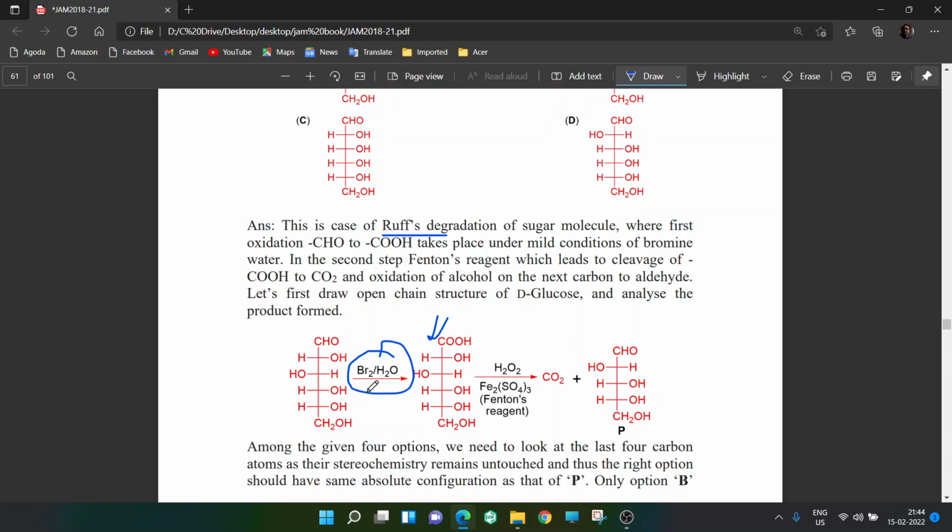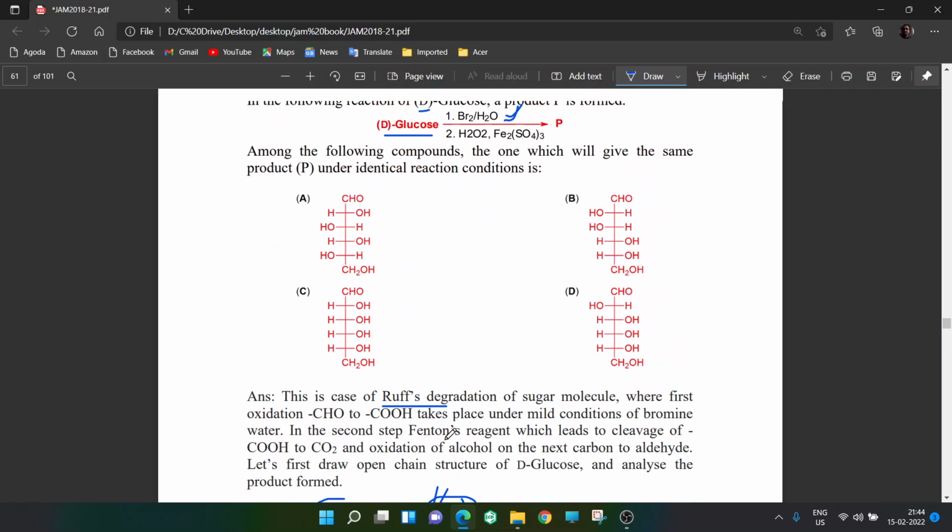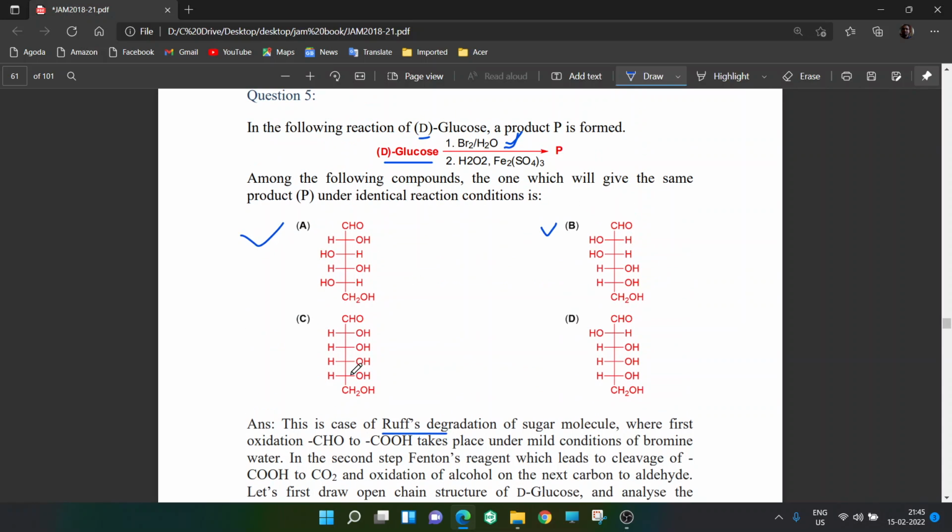Okay. And then what happens when you add Fenton's reagent? This COOH is lost as CO2, and this CHOH, this alcoholic part, gets oxidized to an aldehyde. So basically what has happened is the stereochemistry at carbon number 2 is lost and carbon number 1 is completely lost, and the rest, 1, 2, 3, the absolute stereochemistry remains the same. The final product was anyway achiral.